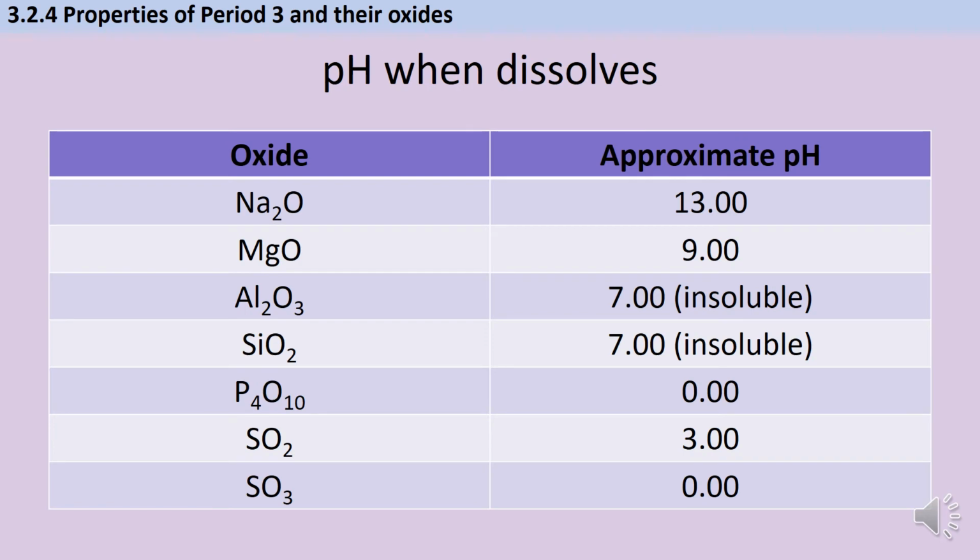The general rule of thumb is that when metallic oxides dissolve into solution, they form alkalis, whereas when non-metallic oxides dissolve, they form acids. In the middle, we've got aluminium oxide and silicon dioxide, and these are both basically insoluble and therefore don't affect the pH.